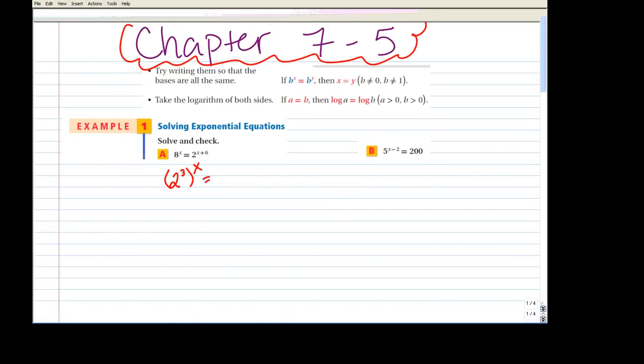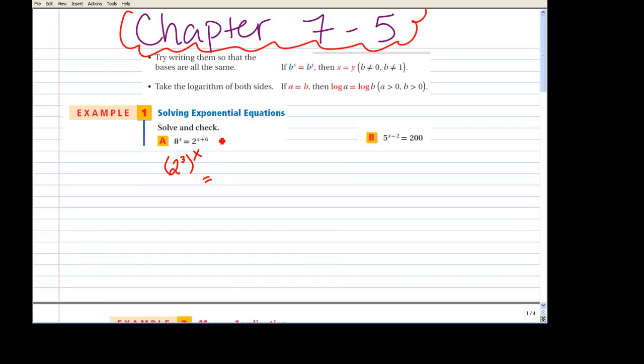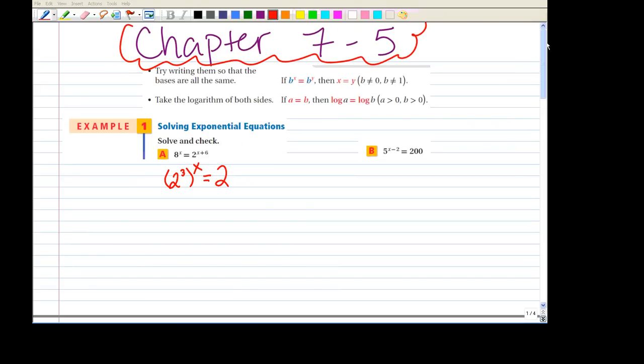And I'll still have equals 2 to the x plus 6. When I have a power to a power, I multiply them. So I have 2 to the 3x equals 2 to the x plus 6.